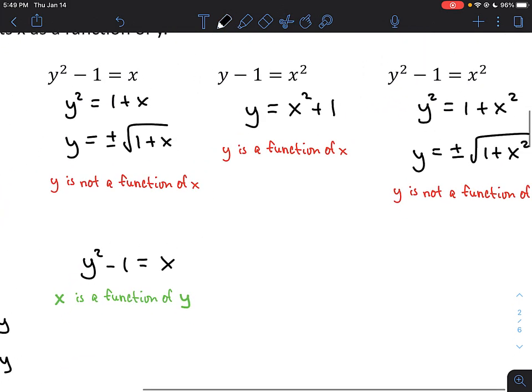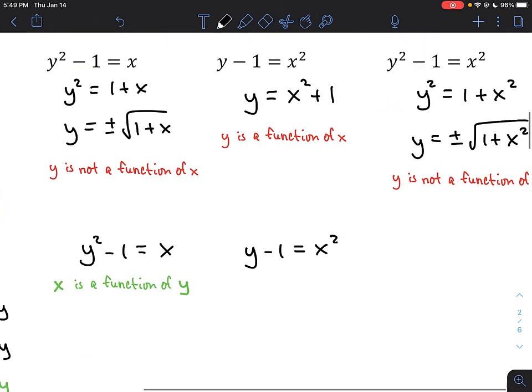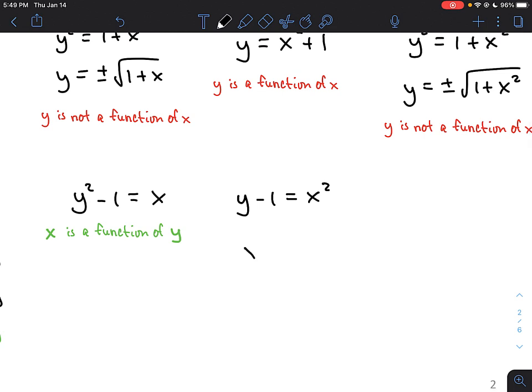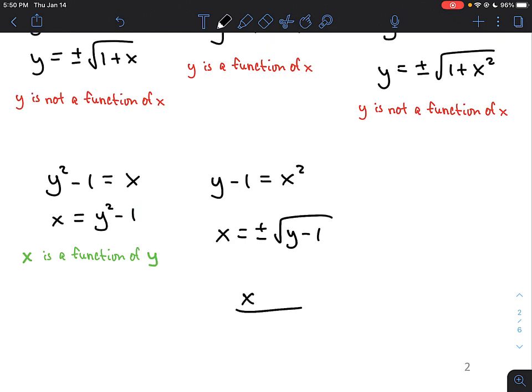Let's look at the third equation. Y minus 1 is equal to x squared. Solve this for x, so I'm going to have to take a square root, which means I do have the plus minus radical y minus 1. If I start with certain y coordinates, like 2 for y, subtract 1, you get 1, square root of 1 is 1, and then you get plus or minus. So you actually get 2 different x coordinates that correspond to the same y coordinate. Therefore, we cannot say that x is a function of y.